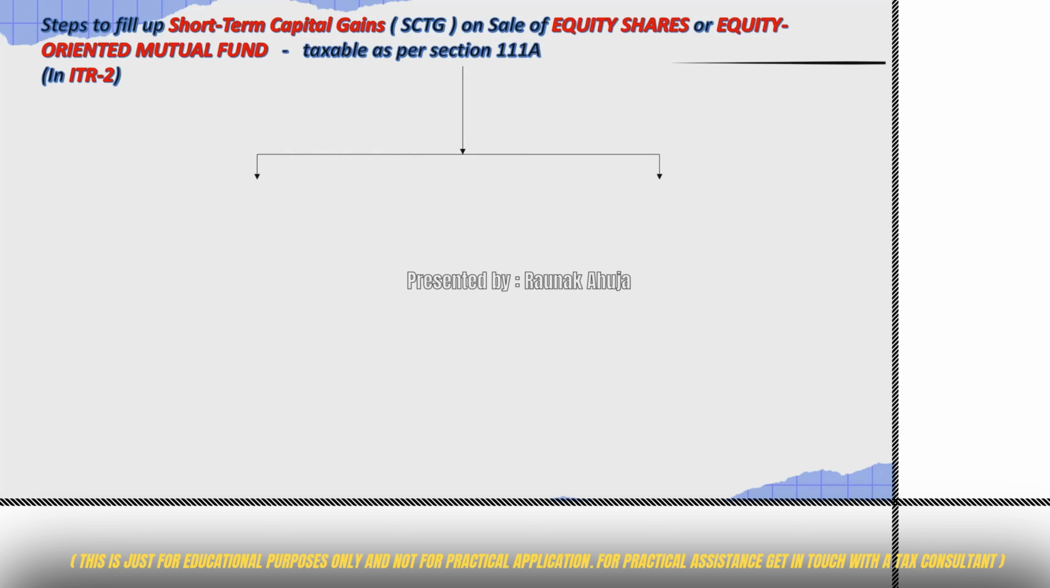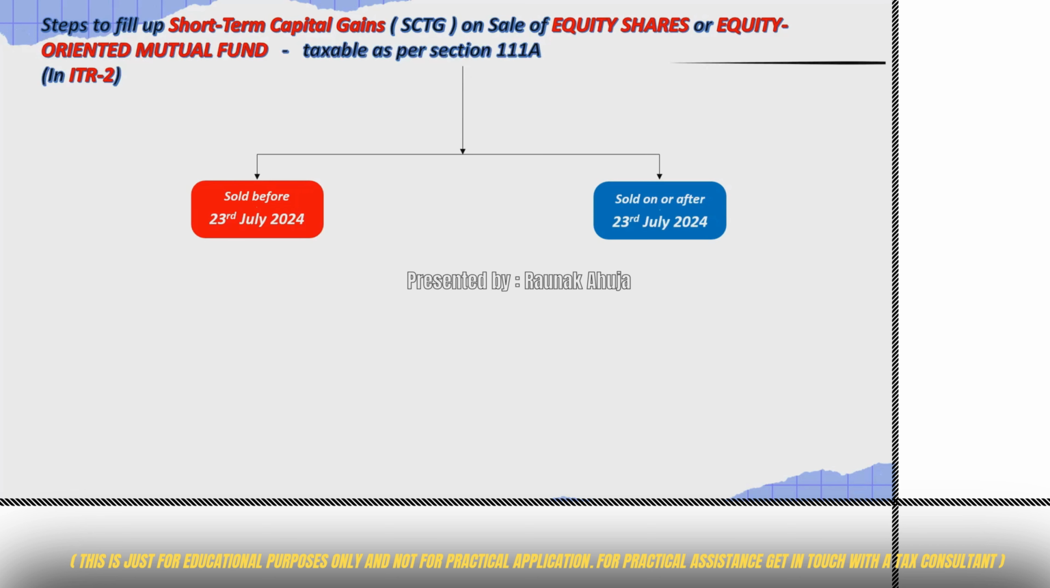Now the profits in case of sale of equity shares or equity-oriented mutual funds will be calculated in two different parts. The first part being where the shares or the mutual funds have been sold before the 23rd of July 2024, and the second one is where it is sold on or after the 23rd of July 2024. The reason why we need to calculate it separately is because the tax rates have changed from the 23rd of July 2024. Since the tax rates have changed, the profits will be calculated and reported separately.